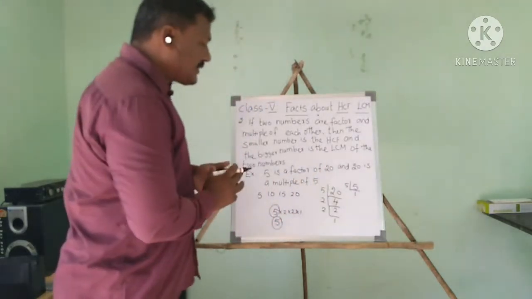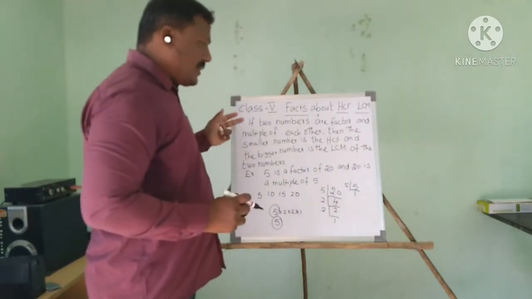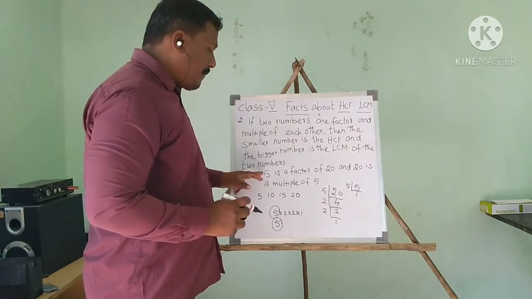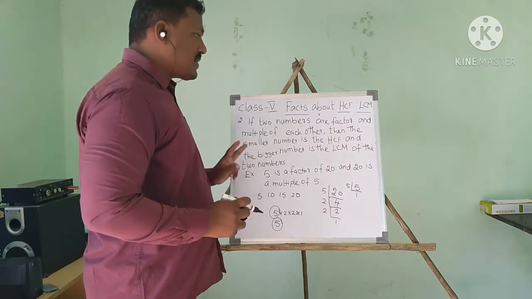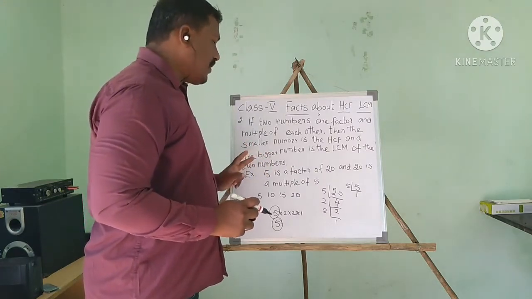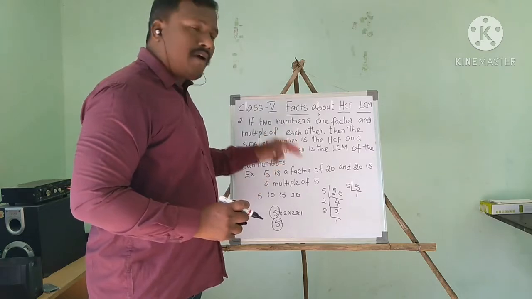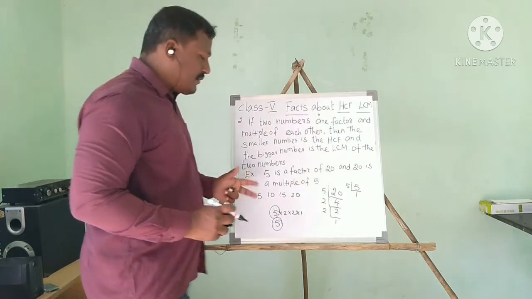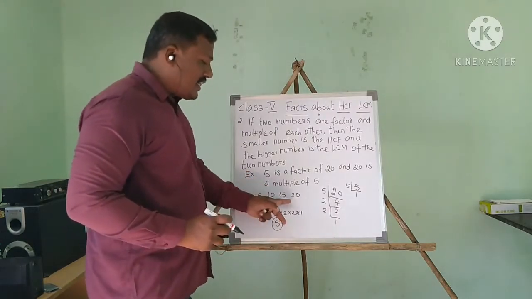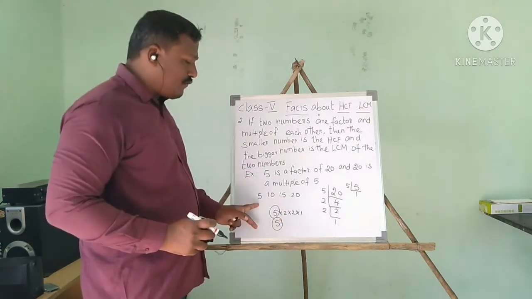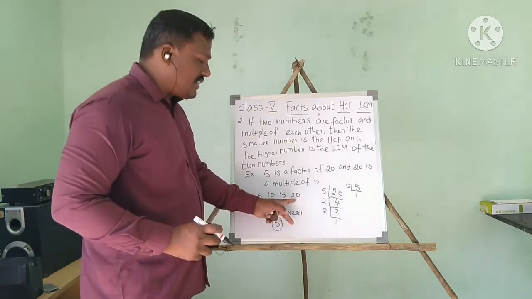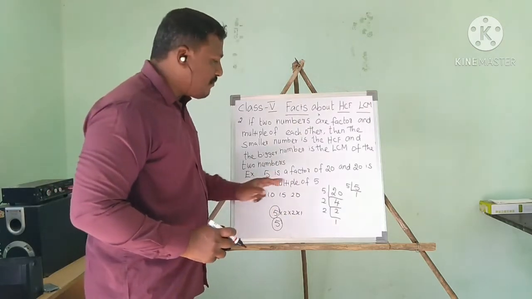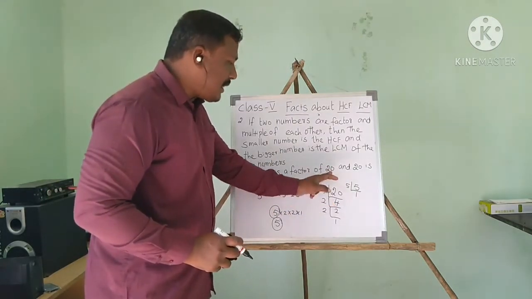So now this is the example. See, if two numbers are such that one is a multiple or factor of the other, the smaller number is the HCF and the bigger number is the LCM. So that's why I tell you this. 20 is the multiple of 5: 5, 10, 15, 20. So 5 is the factor of 20. We can say it easily.